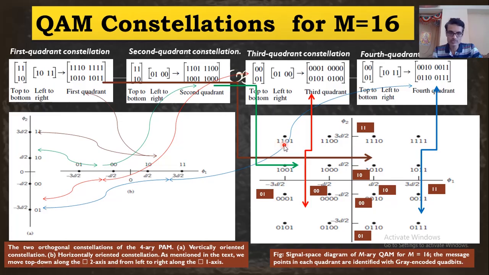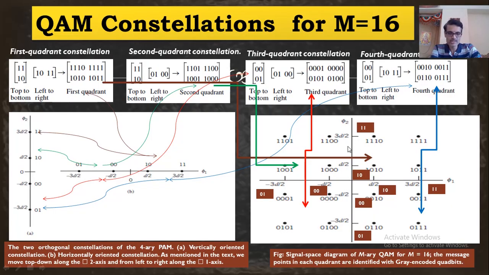What is the number for this? It is 1101, right? This is 1101. This is 1100. This is 11, this is 00. What about this? 10 and 01, 10 and 00. Similarly, this one is 11 and 10. This is 10 here. This is 11 and this is 11. Like that, you go on writing all the message points. Fine. So we get 16.